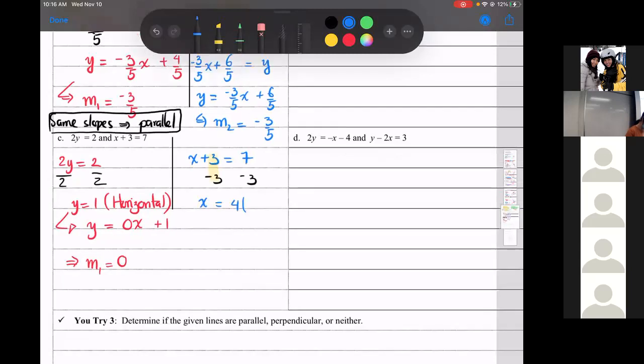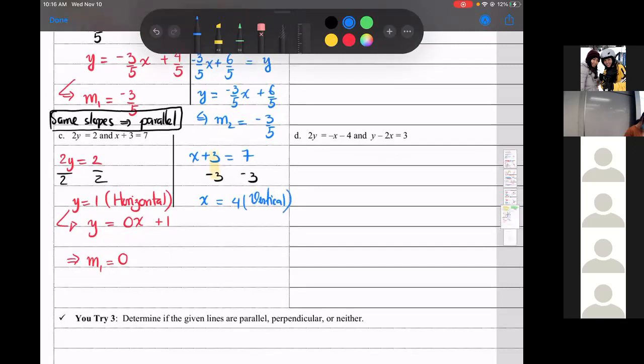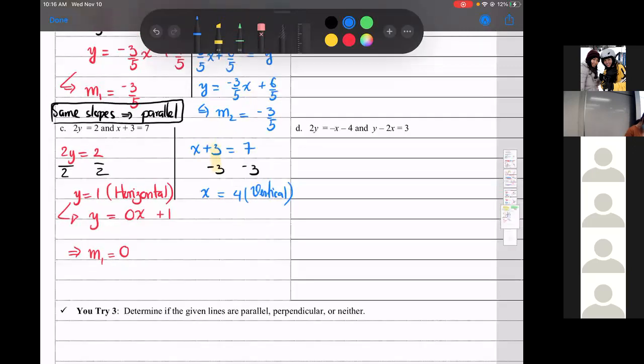Vertical. Yeah. If it's vertical and horizontal, what will happen? Yeah, they're perpendicular. Now let me ask you one more question. What is the slope of this one? Yeah, it is undefined. Because why? Why is it undefined, mathematically? Yeah, the 0 in the bottom.